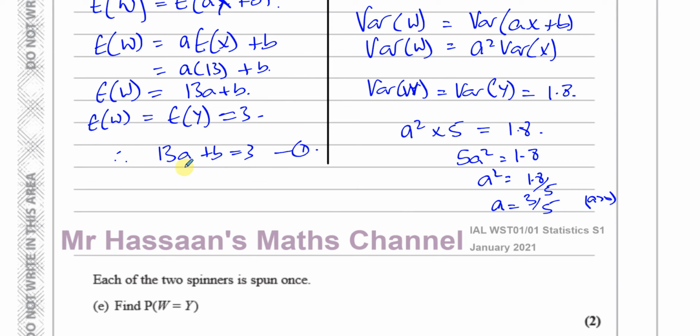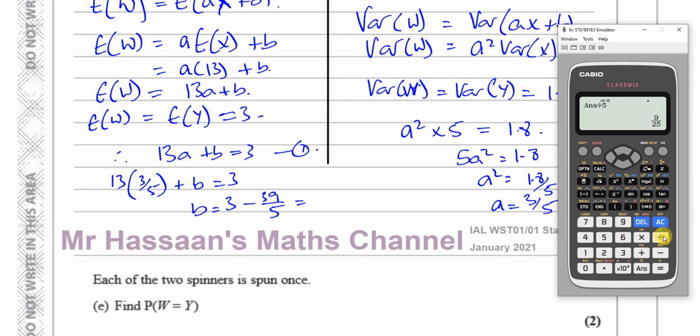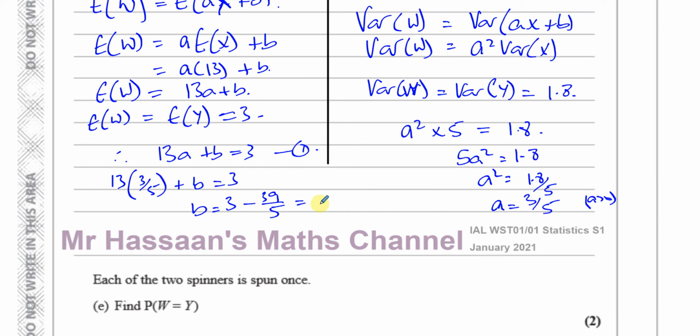And therefore we can find b. We have 13 times 3/5 plus b equals 3. So b equals 3 minus 39 over 5. So you have 3 minus 39 over 5, which gives us minus 4.8.